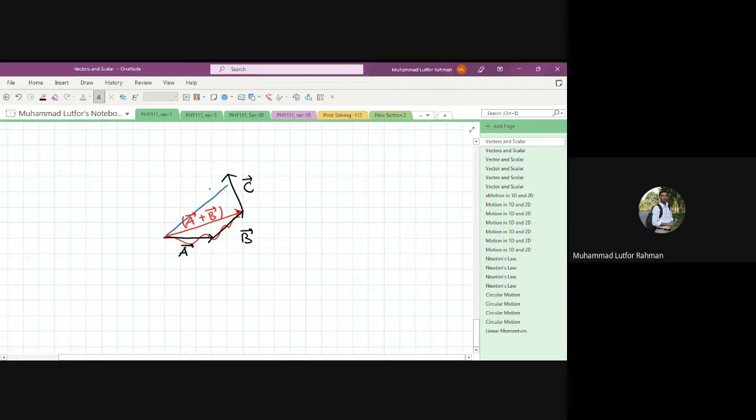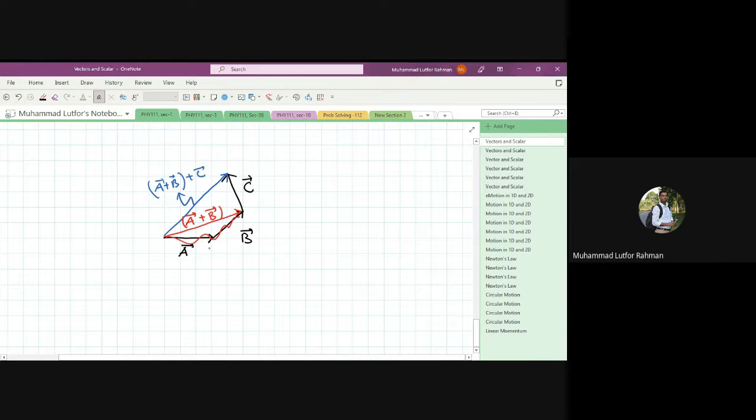Then the resultant vector would be this one, which is the tail of the first vector towards the head of the second vector, right? So I can say this one would be A plus B plus C. This is the vector.